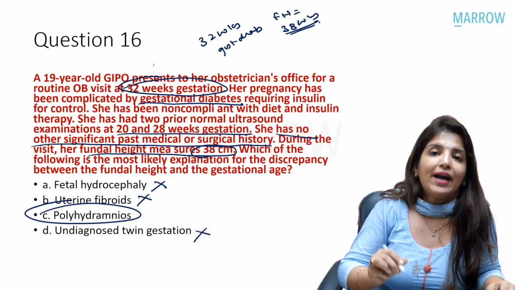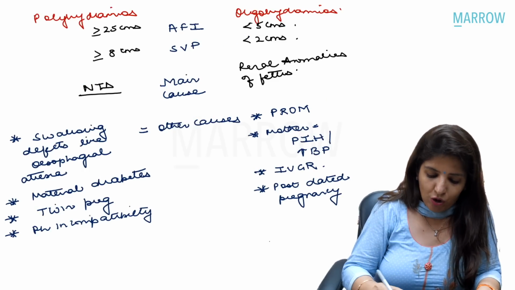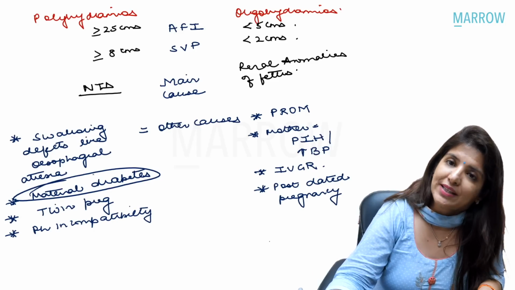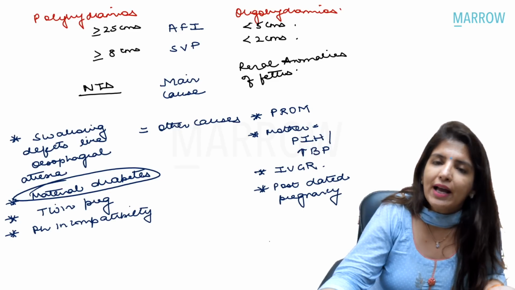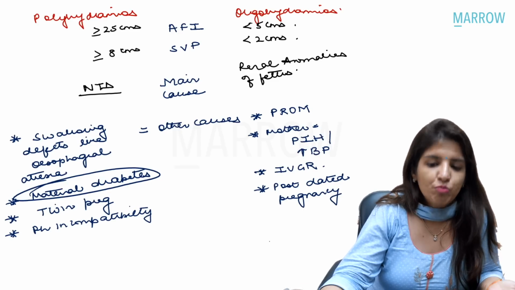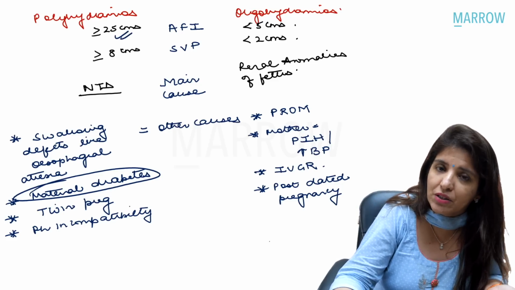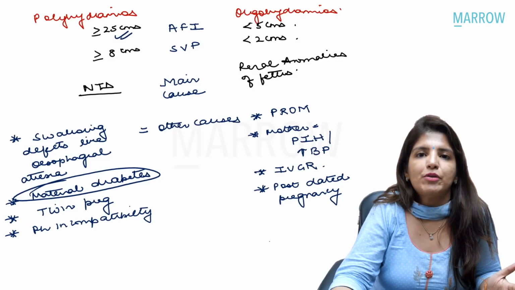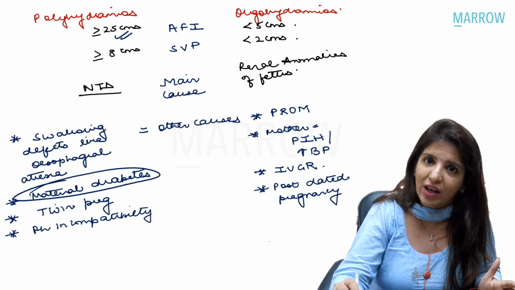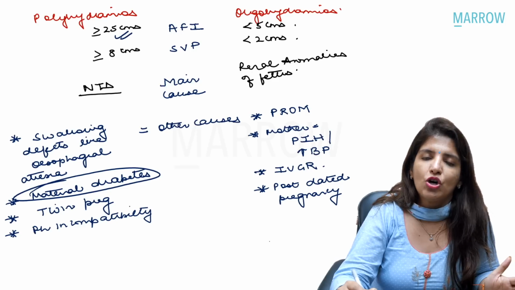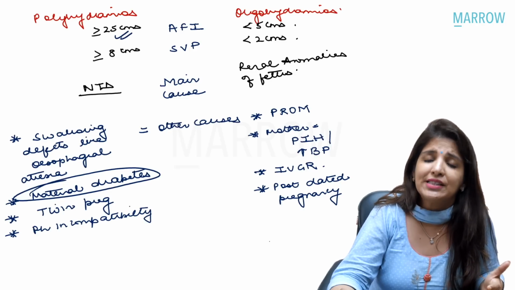Right? So that means it is a case of polyhydramnios, and all of us know that one of the very important reasons for polyhydramnios is maternal diabetes, and this patient is a case of maternal diabetes. So what is polyhydramnios? Polyhydramnios is when the amniotic fluid index is more than or equal to 25 centimeters or a single largest vertical pocket is more than or equal to 8 centimeters. The most common cause of polyhydramnios is neural tube defects. Please do not say that it is swallowing defects. Most common cause is neural tube defects.